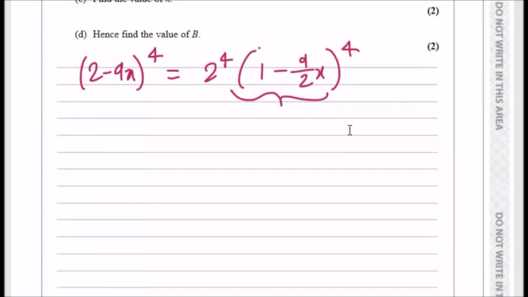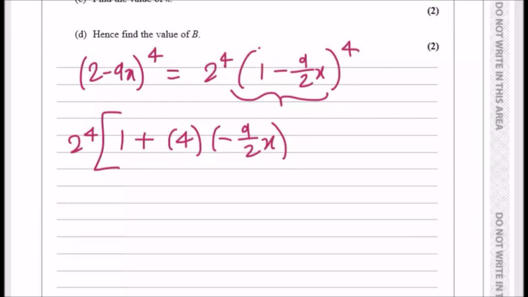Okay, let's do it. So expanding this, take 2 to the power 4 outside. Expanding this one using the general term, and you should follow this carefully, it'll be the first term 1 plus, and it's going to be the power multiplied by the term here. So it'll be 4 times minus 9 over 2x. And now the next one is going to be all in descending order of powers.